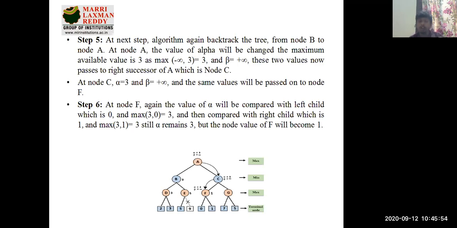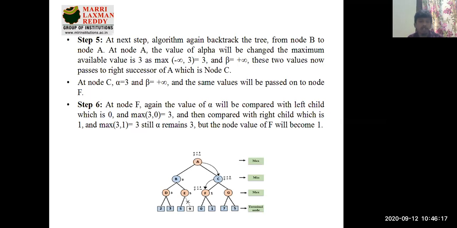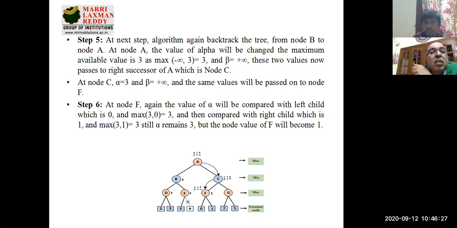But here, because the alpha value is 3 and the value taken is 1, among 3 and 1, 3 is the bigger value, so alpha will not change. If the value of f here is 5, assume that the f value is 5, then the maximum value will be updated so that alpha is equal to 5. Here, because the maximum value is only 1, the alpha value will not change. But the node value of your f will be updated to 1. That is the condition we need to ensure.